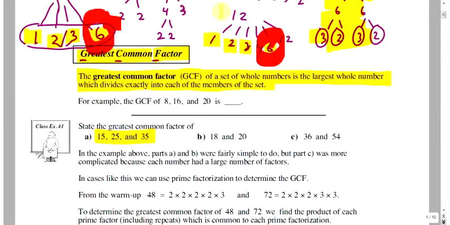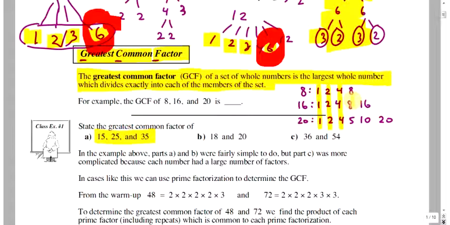Okay. So 8, 16, and 20. Let's do this. 8 is 1. 2 is a factor. Does 3 go into 8? 4? Yep. 6? No. 8? Okay. 16. 1, 2, 4, and 8, and, of course, 16. 20. 1 goes in there. 2 goes in there. 4 goes in there. Does 5? Yeah, 4 times. 6? Nope. 7? Nope. 8? Nope. 10. 20. What are common? These are common.